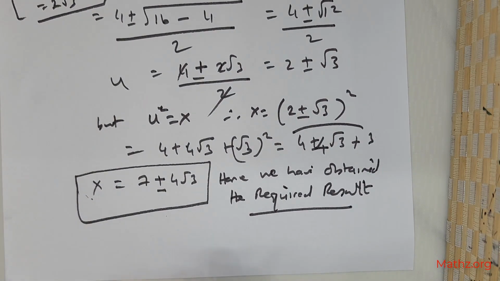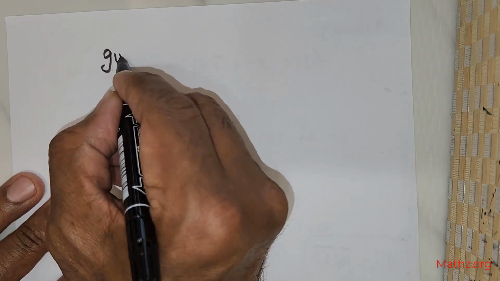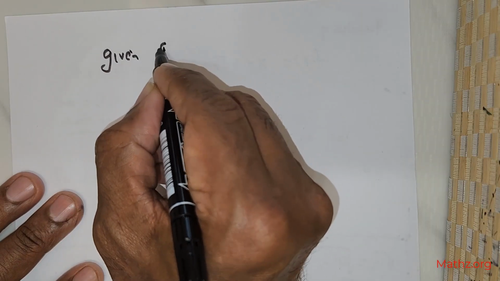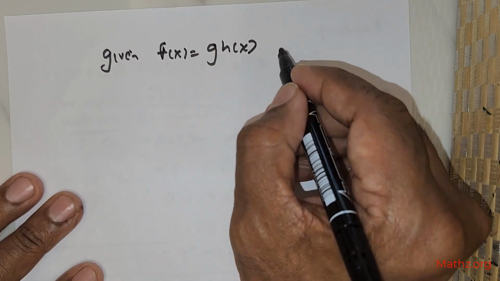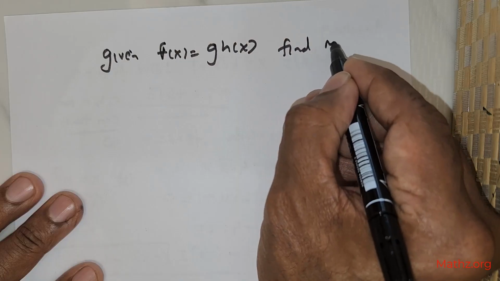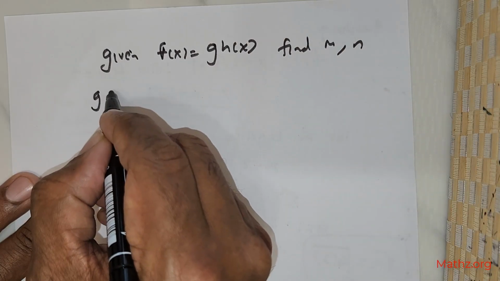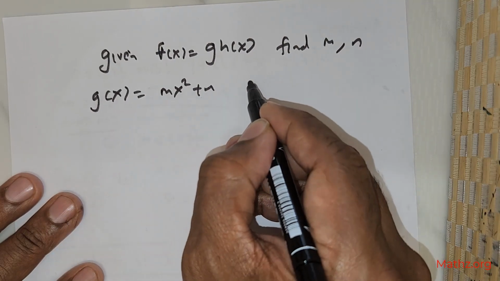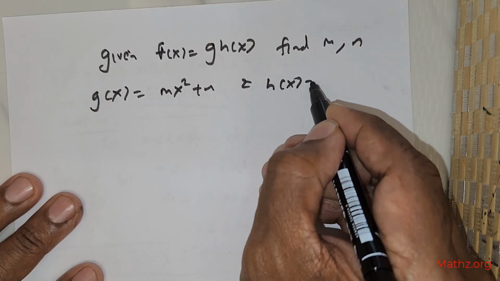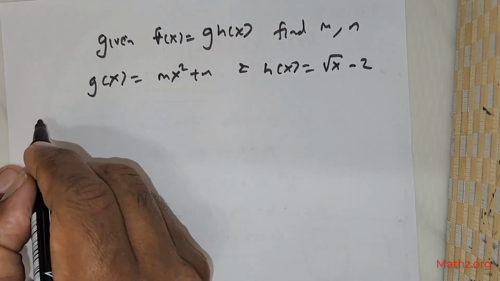Now that completes one part of the question. Now there is another part of the question. Let me write that down. Given f of x is equal to g of h of x, you are asked to find m and n. Now we have g of x. Now g of x is m times x squared positive n, and h of x is root of x negative 2.